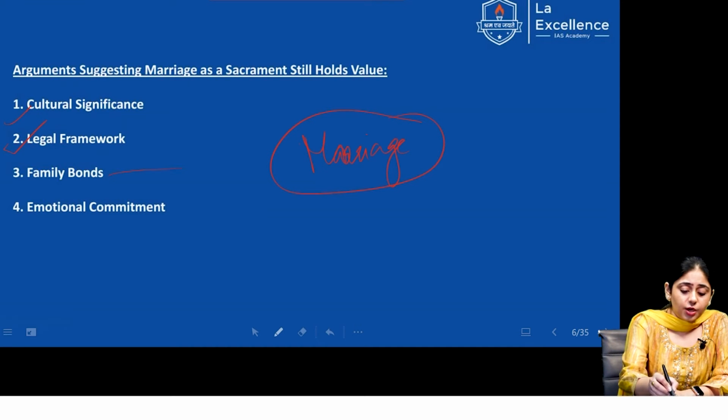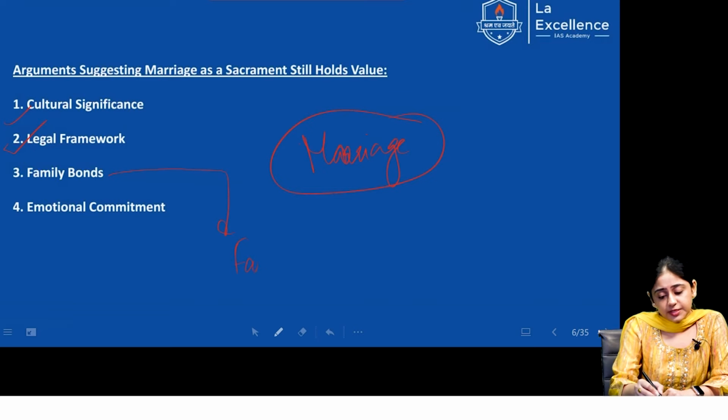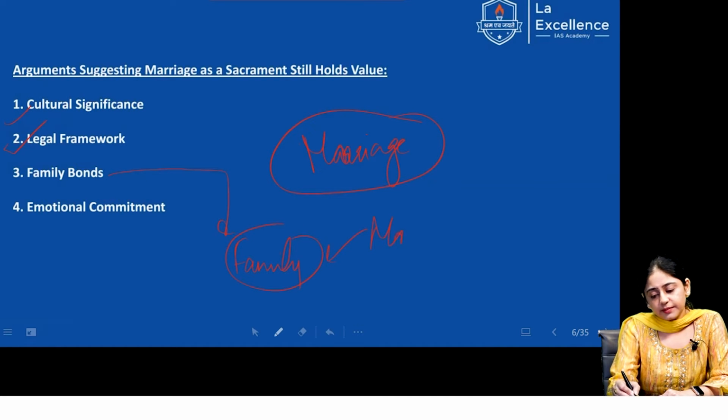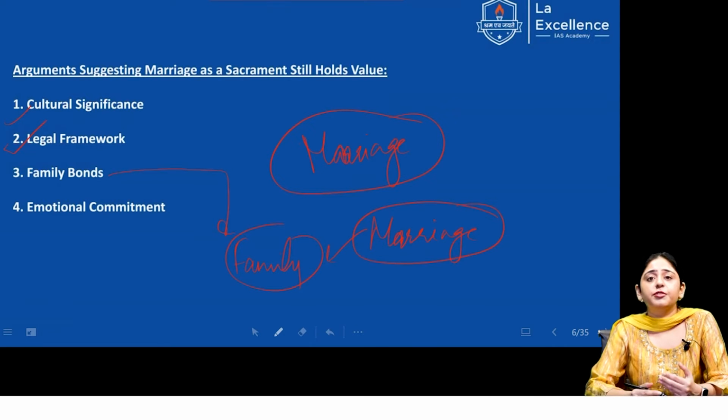Then your family bonds. First of all, your family will come into being only when marriage is there. So if you want a family for yourself, you want a psychological, emotional support for yourself, you want some people who you can call your own blood, right? So those things will come only when you are married. You are legally sanctioning your union, sexual union, right? You are legitimizing your children. So for that familial bonds, you will need marriage.